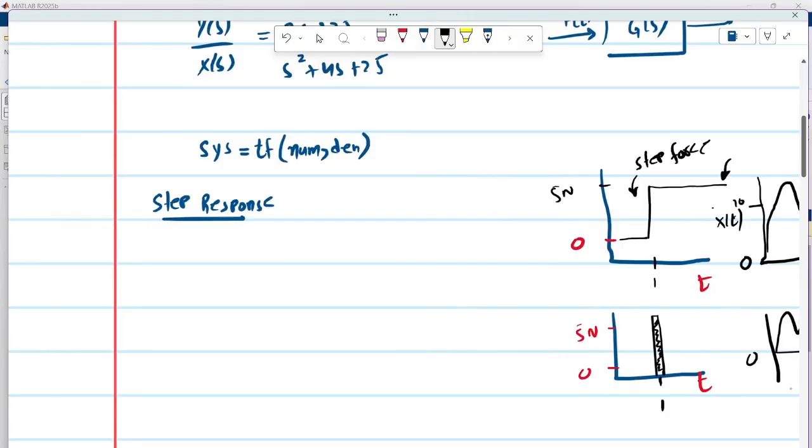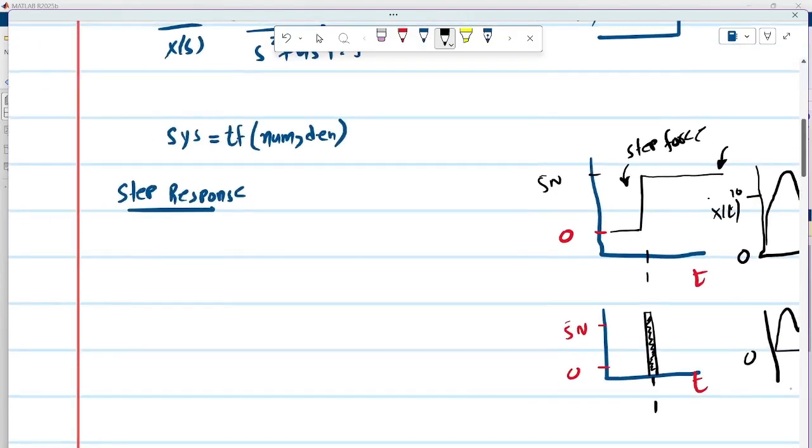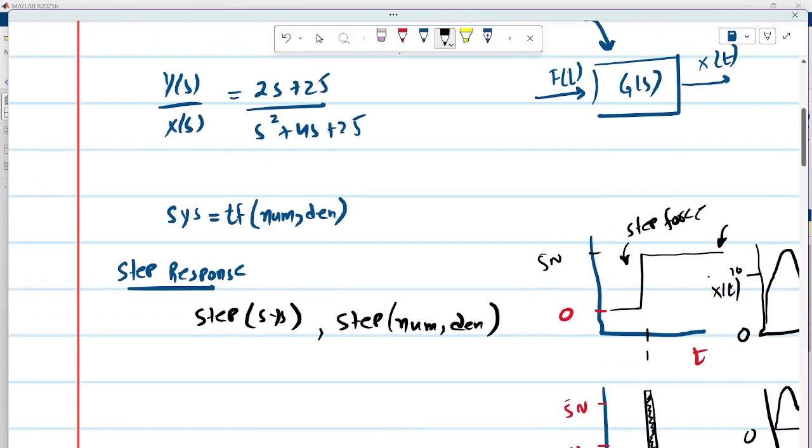So let's say if you're applying the step force to your system in MATLAB, you will just give the command step to this system, or you can write it as step to that numerator and the denominator value, which is actually the transfer function of your system. First of all you define the numerator and denominator, then you tell MATLAB that these are the transfer function of our system. Then you apply the step force like this.